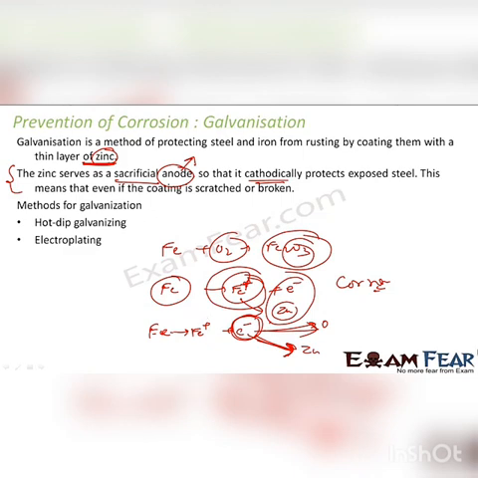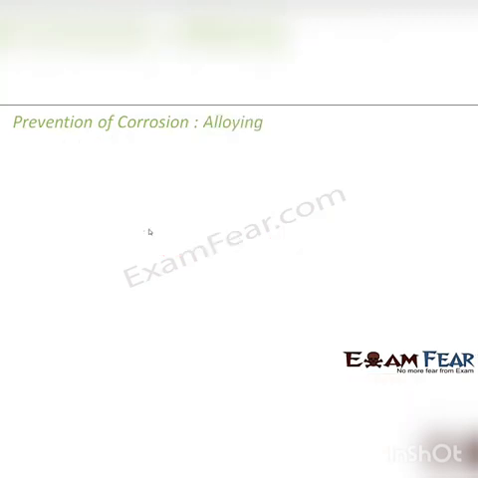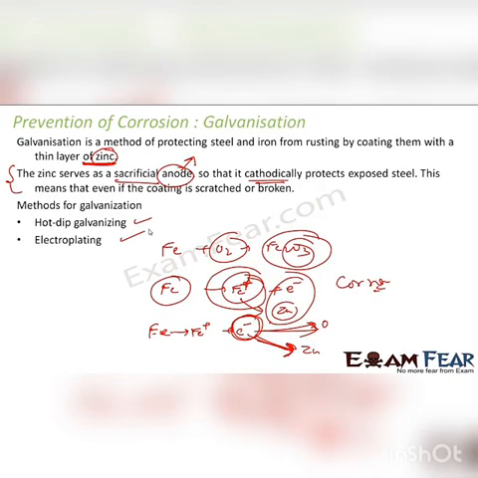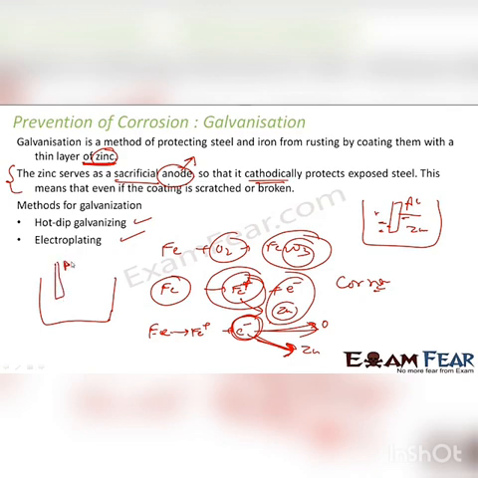Now let's understand these two methods: hot dip galvanizing and electroplating. In hot dip galvanizing, what we do is we have molten zinc. In this we dip aluminum. It's called hot dip galvanizing. In electroplating, I think we have discussed the electroplating setup, where we have this aluminum here and we have this zinc here, right? So the zinc goes here gradually.